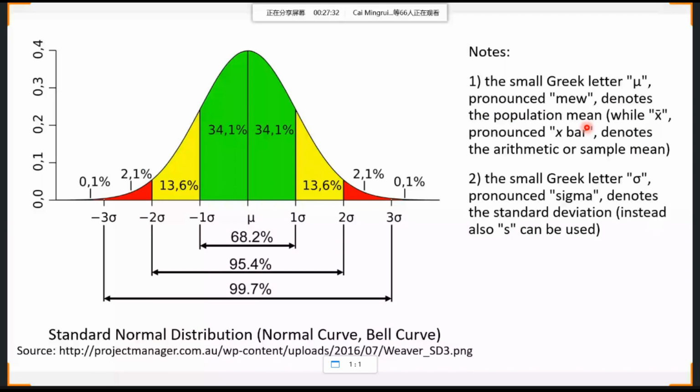There is another small Greek letter. You see here 1, 2, and 3. These are sigmas. So this is pronounced sigma. 1 sigma, 2 sigmas, 3 sigmas. This one denotes the standard deviation. Sometimes you find also just S instead. So this is 1 standard deviation, this is the 2nd, this is the 3rd, and so on. And these are then the class limits. You just have to compute them with your data to get the exact numbers.